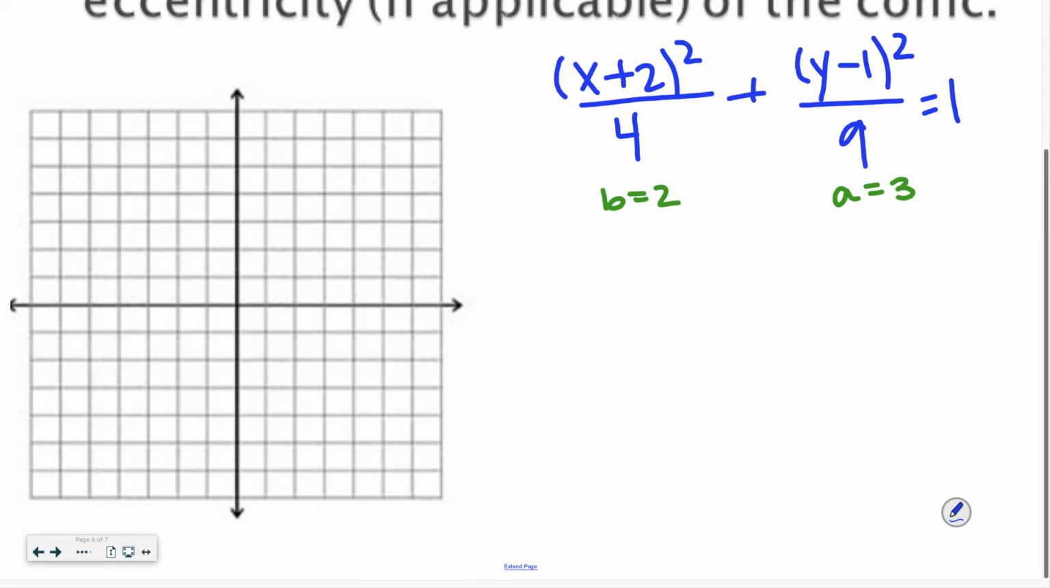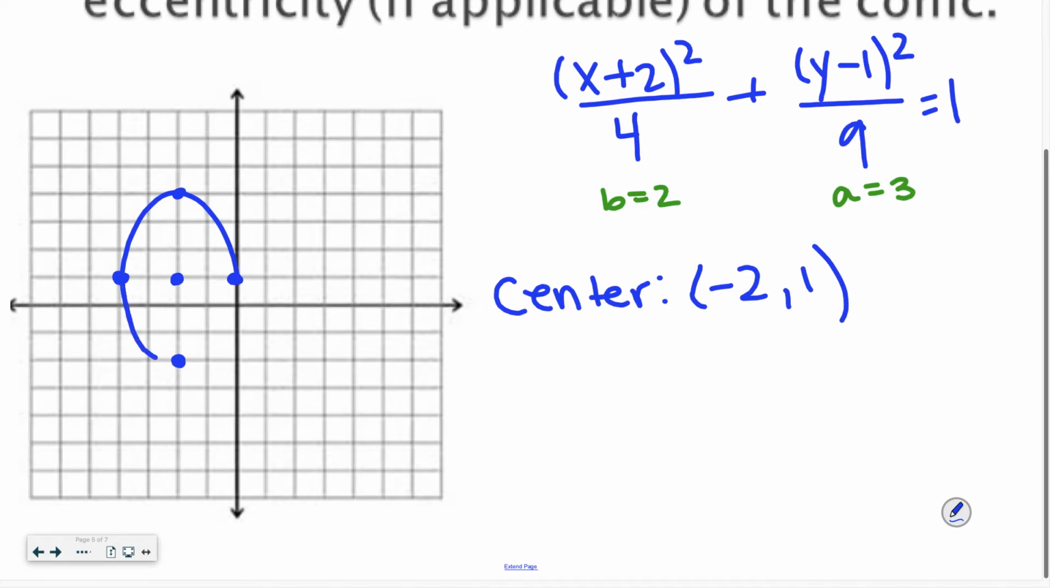So we would have a center of (-2, 1). And then we would move 1, 2, 3 vertically because our y denominator is 9. We would move 2 horizontally because our x denominator is 4. You know what I mean? Like, that's not bad at all, is it?